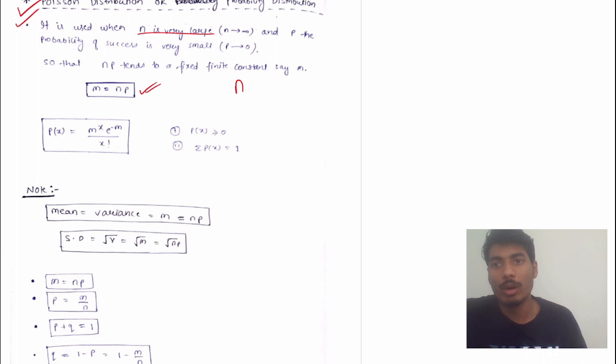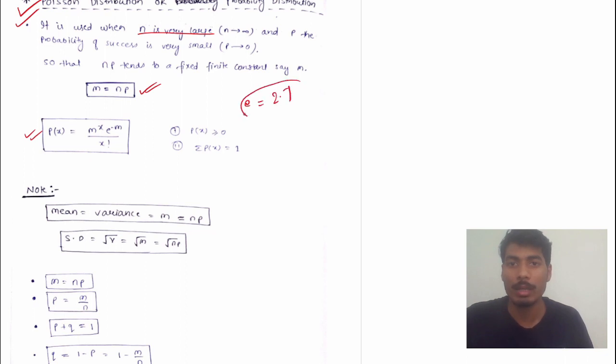What is the formula of Poisson distribution? The formula is P of x equal to m to the power x, e to the power minus m, by x factorial. Here e is the exponent, the constant whose value is 2.7. So the formula is P(x) equal to m^x e^(-m) by x factorial. What is m here? M is the mean.